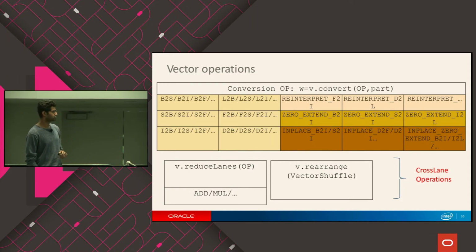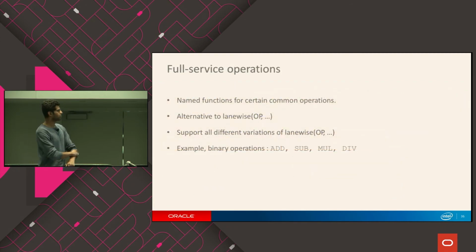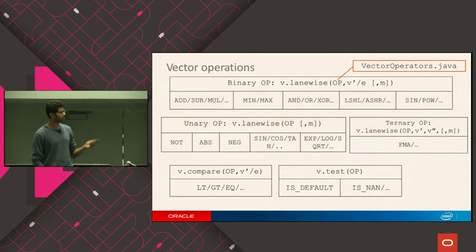So we saw reduce lanes, which is one of the cross-lane operations. Another one is rearrange. I will talk about rearrange in a while. A few months back, we moved away from the earlier design, where we had methods defined for every type of operation, along with each of these overloaded variants. That resulted in more than 140 operations which needed to be supported. So a couple of months back, we moved to expressing operations using the lane-wise method.